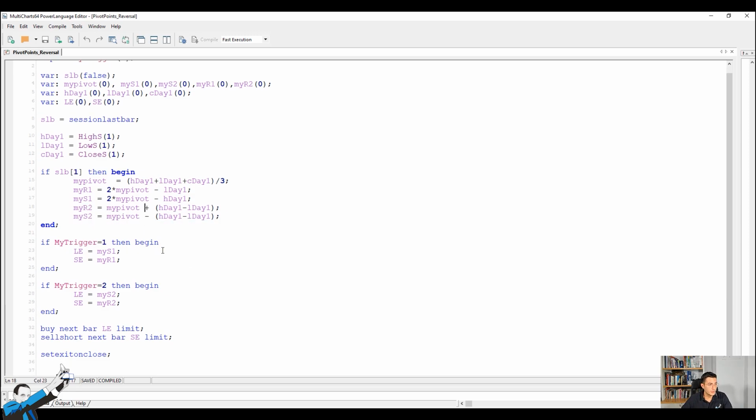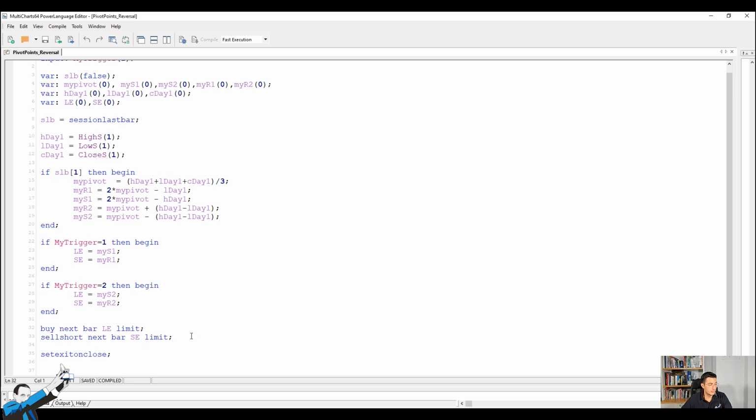I also added conditions. Here we can see that if my trigger, which is an input we can use as we want, is set at 1, we will use as long entry and short entry the support number 1 and the resistance number 1. Instead, with my trigger equal to 2, long entry will be equal to my support number 2, and short entry will be equal to my resistance number 2.